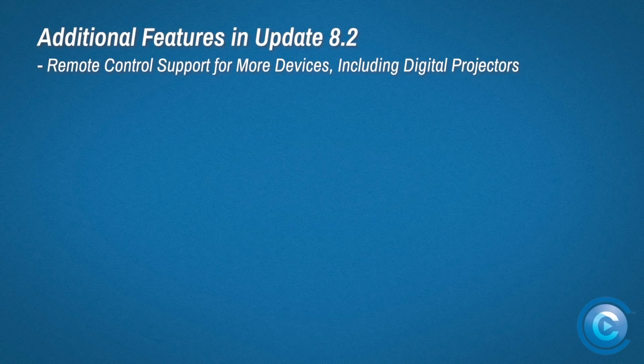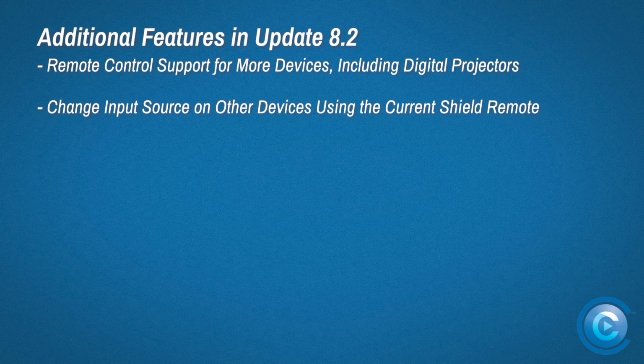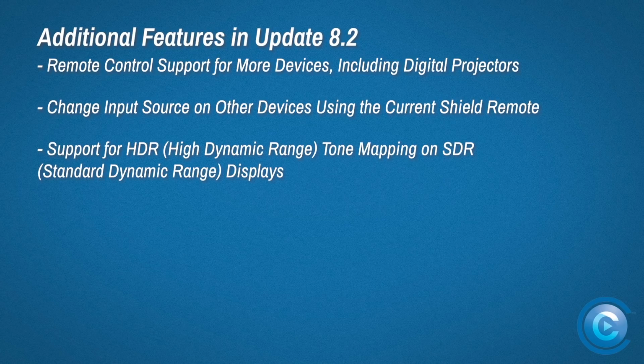Beyond that though, version 8.2 adds a handful of new features alongside the usual slate of tweaks and bug fixes. Among the other new perks are remote control support for more devices like digital projectors, the ability to change input source on TVs, receivers, and soundbars using the current Shield remote, support for HDR tone mapping on SDR displays, which could improve the quality of high dynamic range videos when watching on standard dynamic range screens.